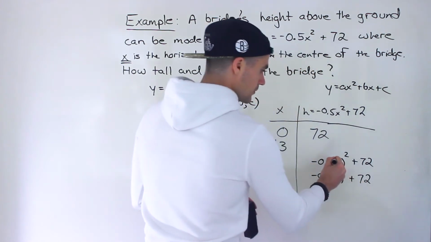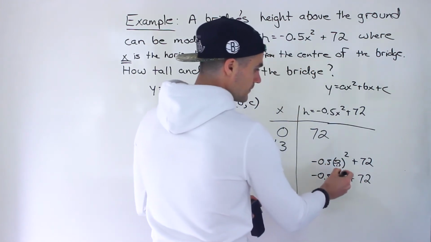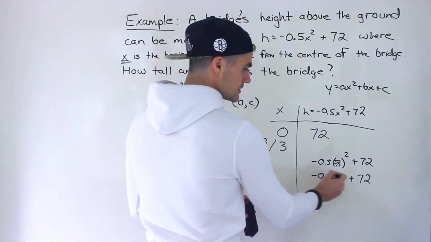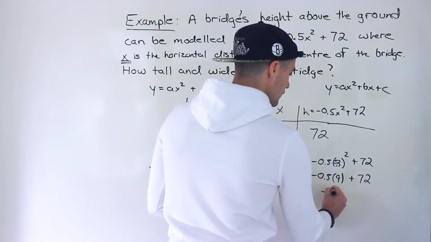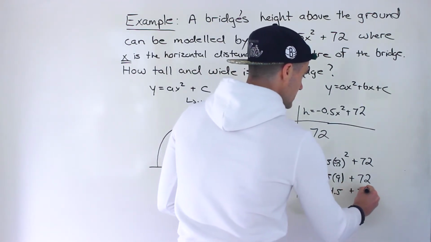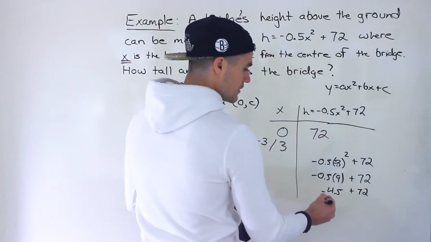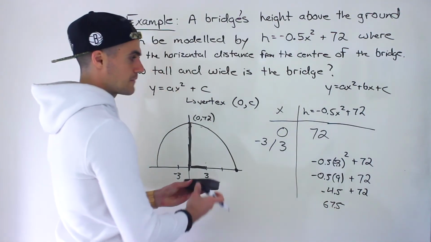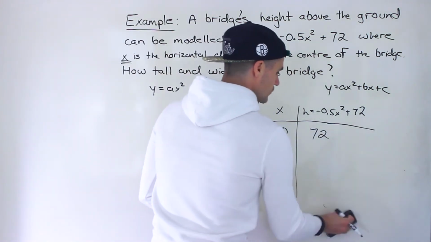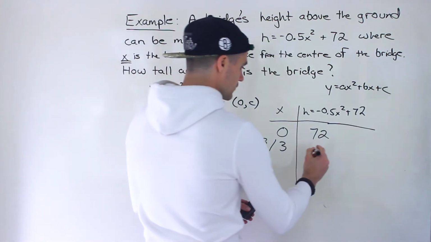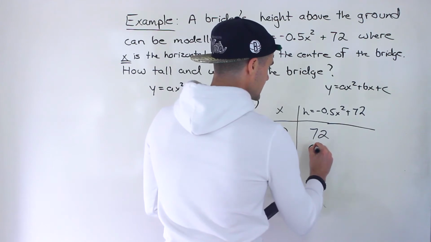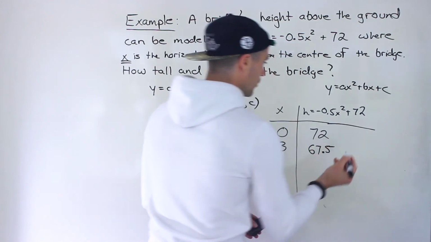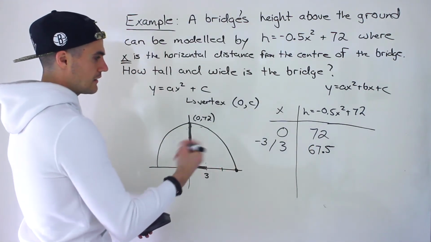And so whether we plug in positive 3 or negative 3, that's going to be 9 times negative 0.5. That's going to give us negative 4.5 plus 72. And then this over here is going to give us 67.5, like that, right? So at negative 3 and positive 3, we're going to have 67.5, like that. Now let's go to the next one.